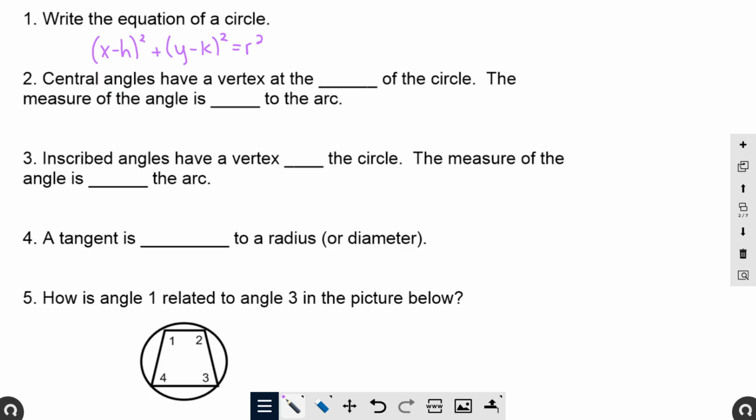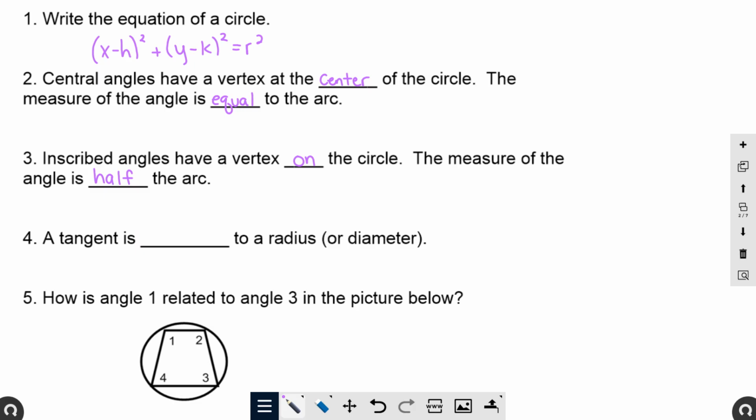Okay, question 2. Central angles have a vertex at the blank of the circle. Center. The measure of the angle is blank to the arc. Equal. Inscribed angles have a vertex blank the circle. On the circle. So it's going to be somewhere on that outer rim on the arc. And the measure of the angle is blank the arc. Half.